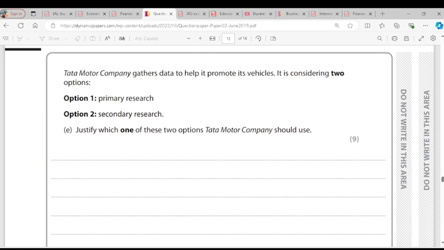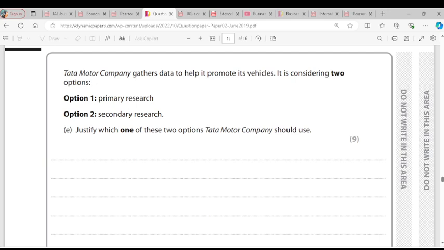For secondary research, maybe you can use the website of your competitors. You can get government statistics. These are secondary research, so it's easier. However, the data collected may not give the information that Tata needs. The problem about secondary research is that the research was done for a specific reason, not for your own reason. So the information you get might not be relevant to your own needs. That's the first problem about secondary research.